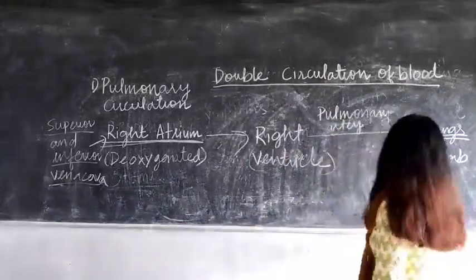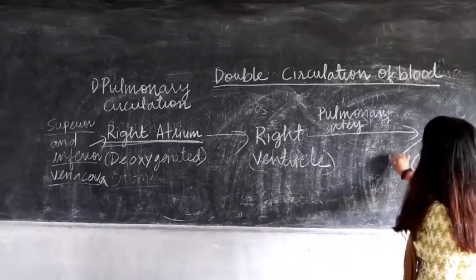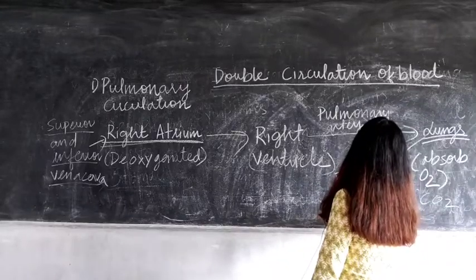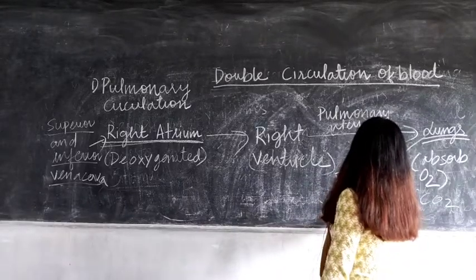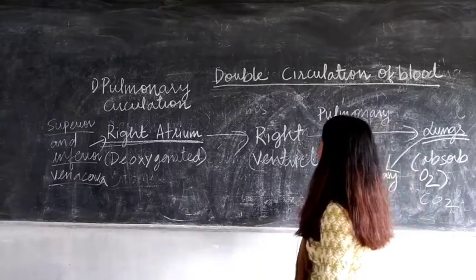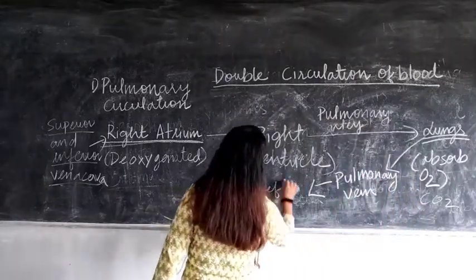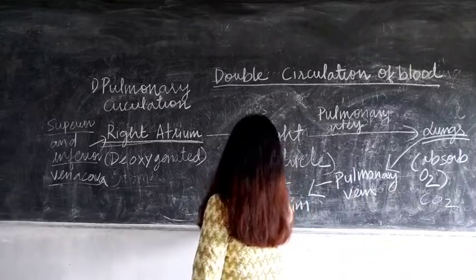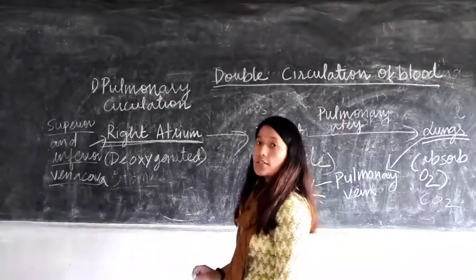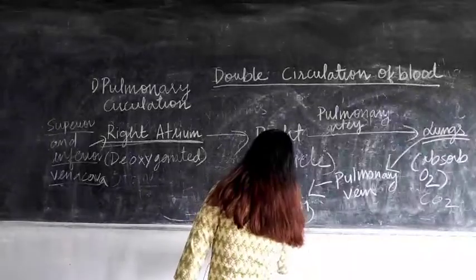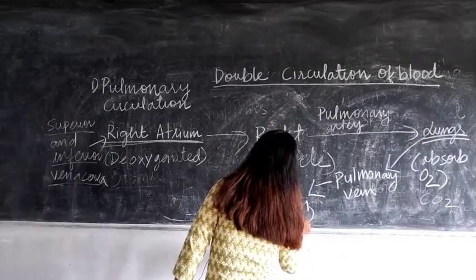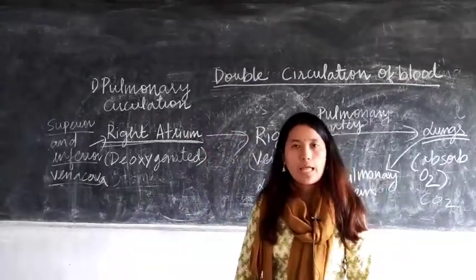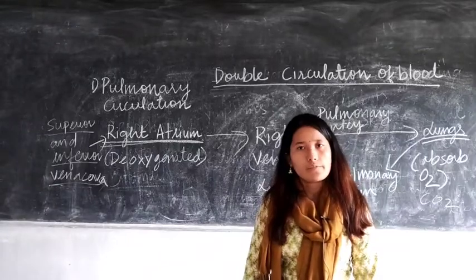Now from the lungs, through the pulmonary vein, blood will be returning to the left atrium. Blood will return to the left atrium. Now the blood present in the left atrium is oxygen rich, that means it is oxygenated. So till here it's pulmonary circulation. I hope you understood what pulmonary circulation is.